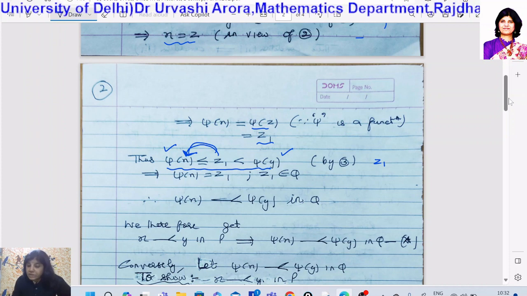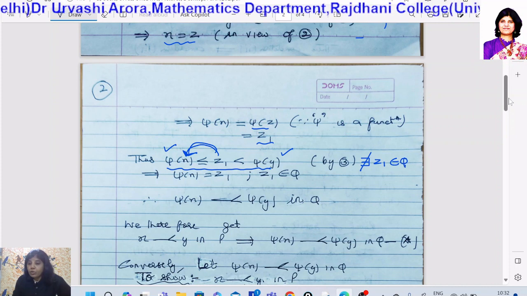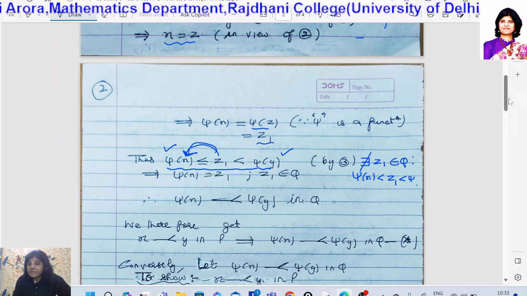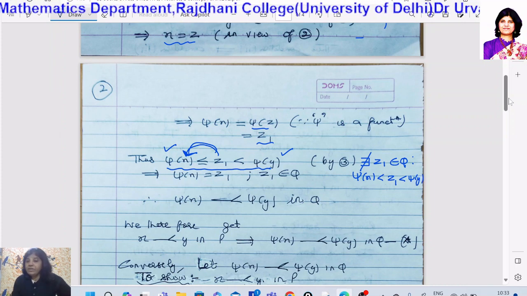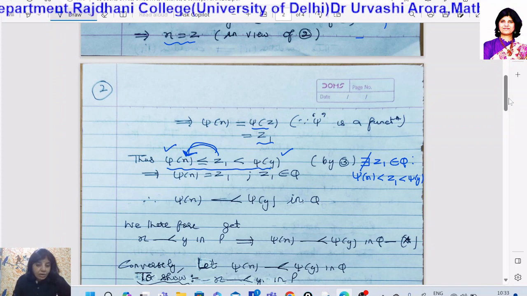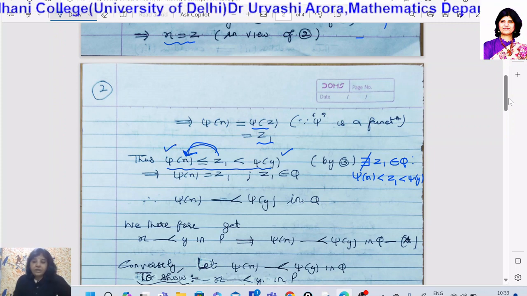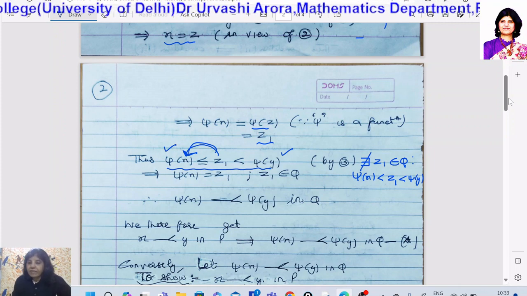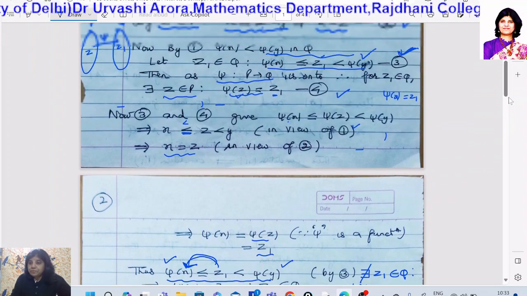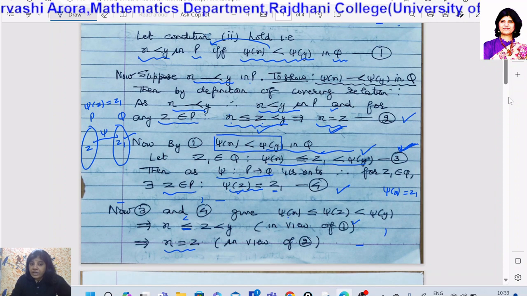In other words, what does that mean? It means there does not exist any z1 belonging to Q such that psi x is less than z1 is less than psi y. There does not exist any element between psi x and psi y, because if there is an element between them, then that particular element z1 would become equal to psi x. So there is no distinct element between psi x and psi y, and already psi x was strictly less than psi y. This we had seen over here. Psi x is already less than psi y.